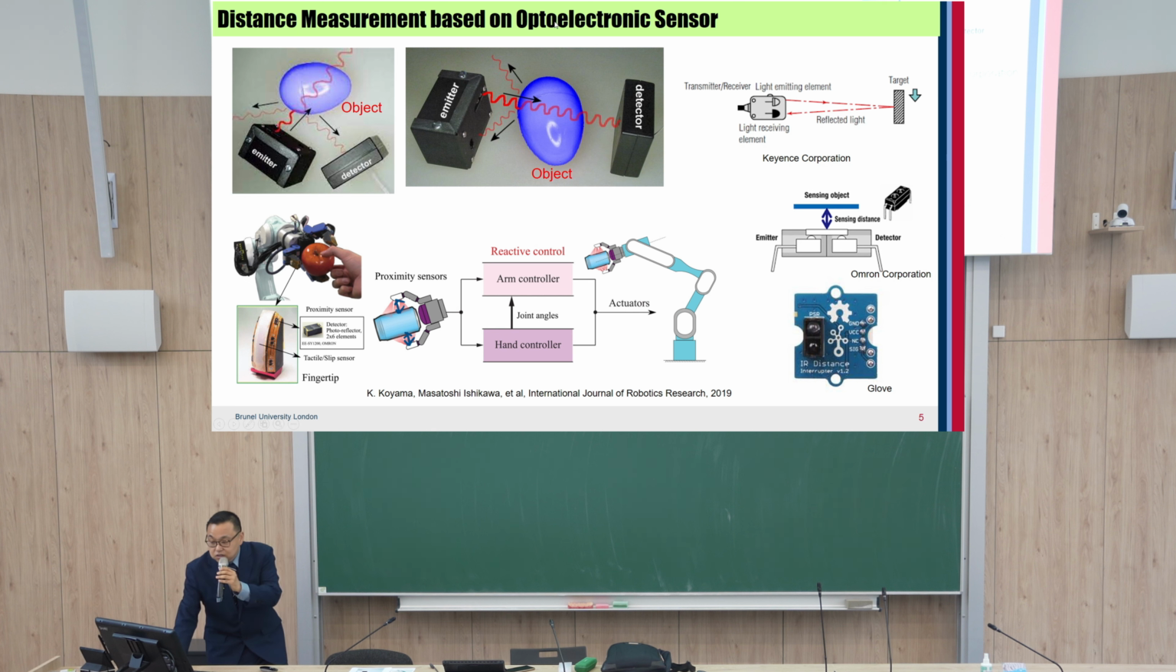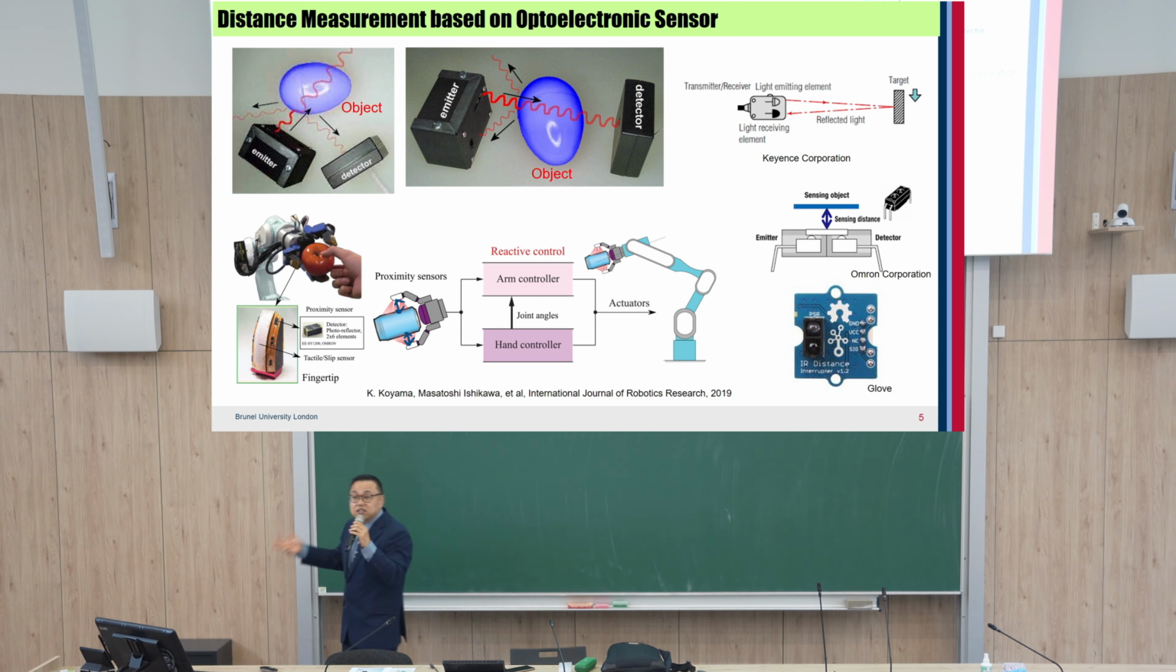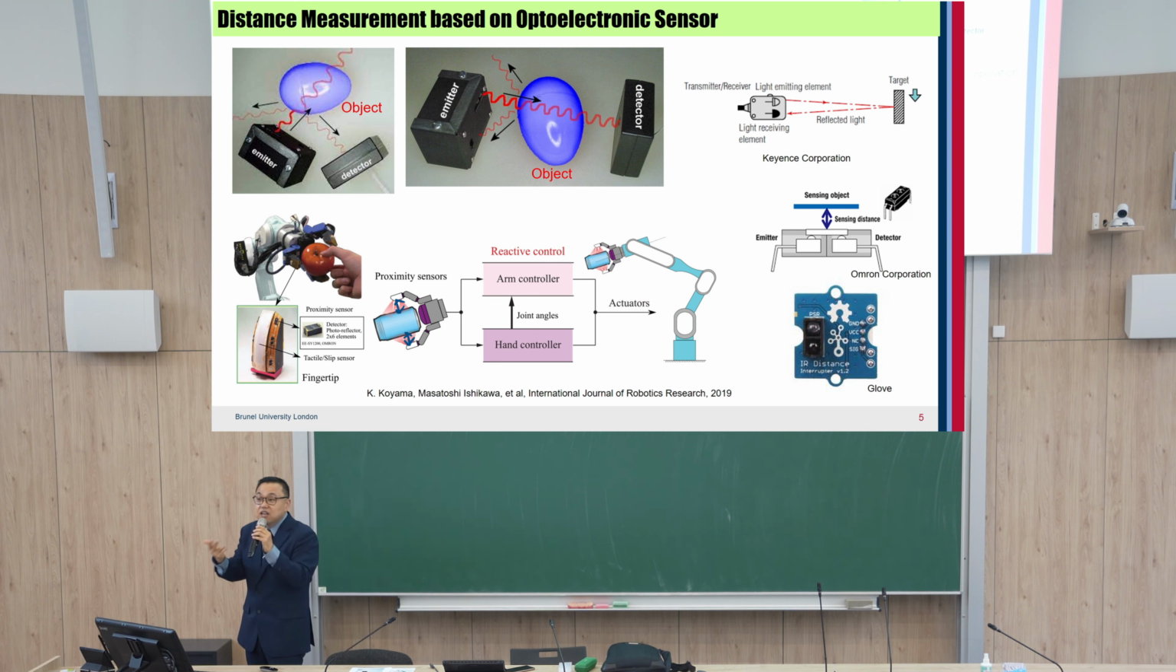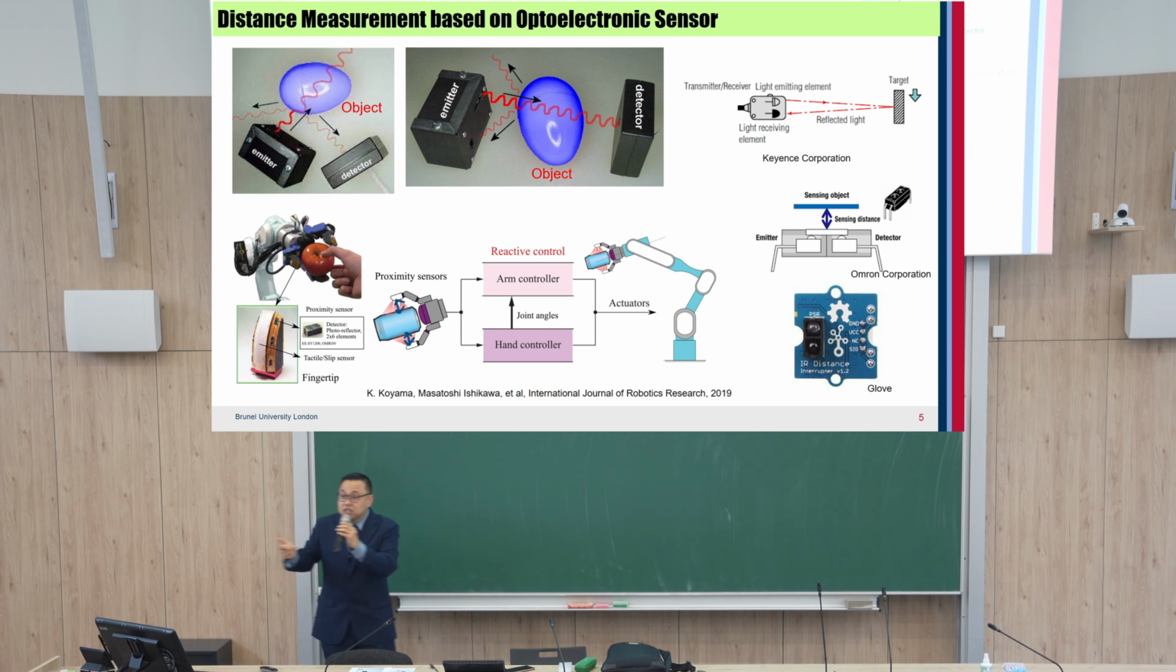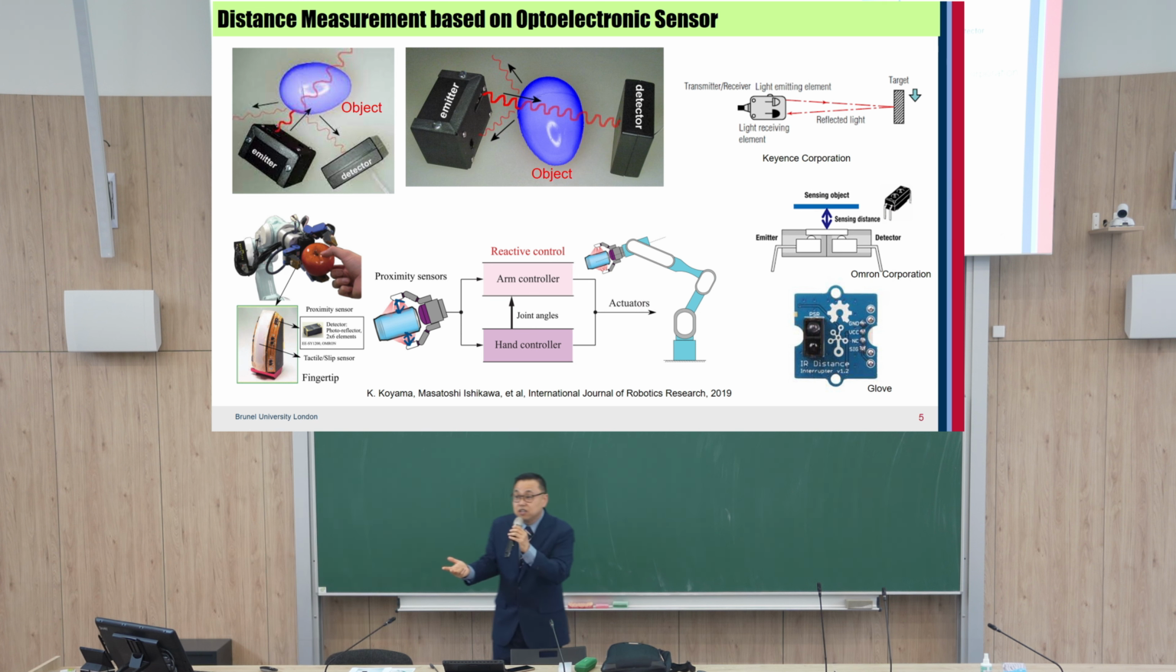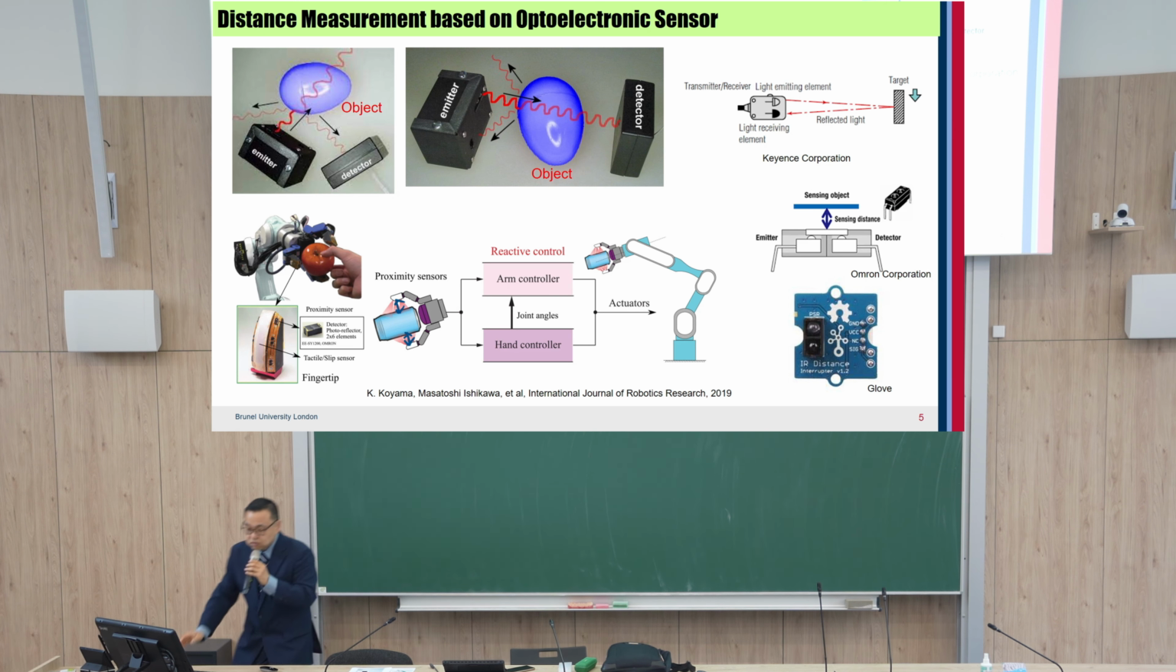This optoelectronic sensor consists of an emitter and a detector. The emitter is a kind of LED, light emitting diode. This is the light source, and now there's an object.